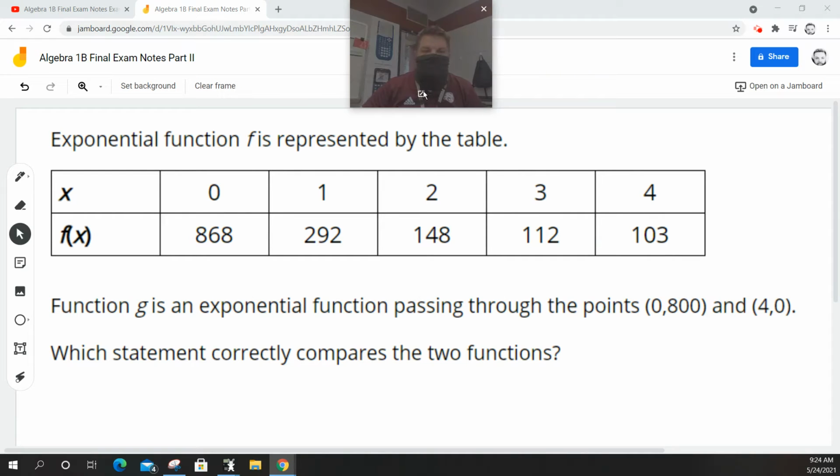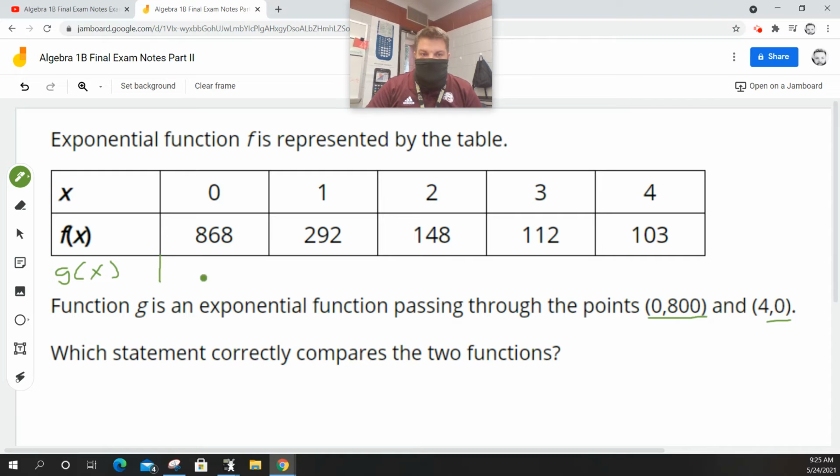All right, so the exponential function f is represented in the table. The function g is an exponential function passing through the point (0, 800) and (4, 0). So let's write that down. g of x, when x equals 0, this thing equals 800. When x equals 4, this thing equals 0.